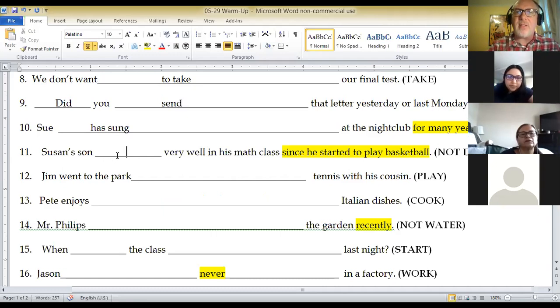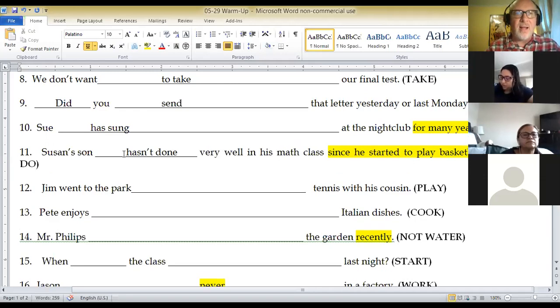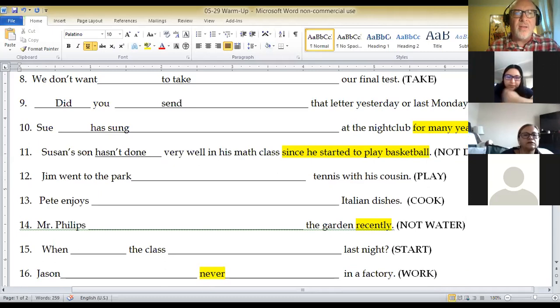All right, the next one says, since he started to play basketball, he, again, since is going to be present perfect again, right? So he hasn't done. Exactly. He hasn't done very well in his math class since he started to play basketball. Hasn't done. Present perfect, negative.